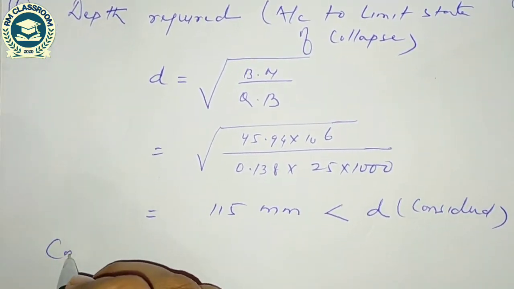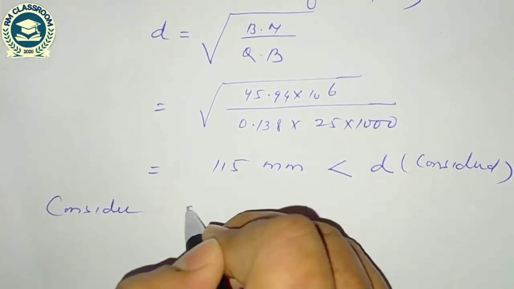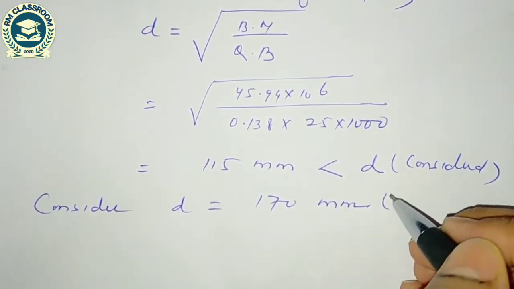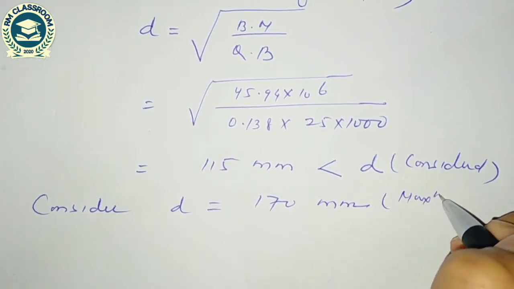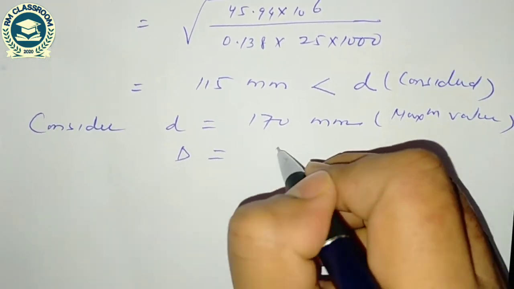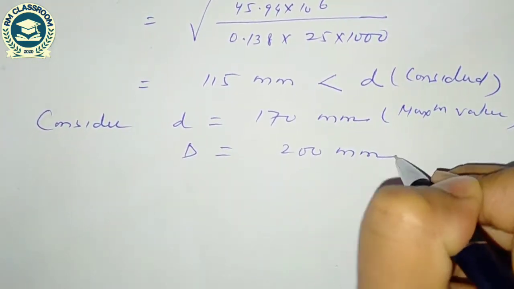So consider at least D is equal to 170 mm. This is the maximum value. So capital D is 200 mm, which is okay.